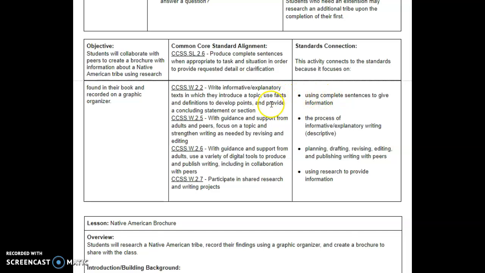The next standard says that they need to write informative explanatory text in which they introduce a topic, use facts and definitions to develop points, and provide a concluding statement or section. Over here, it connects to our activity because the process of informative and explanatory writing is used throughout this process, and we are going to be calling it descriptive.